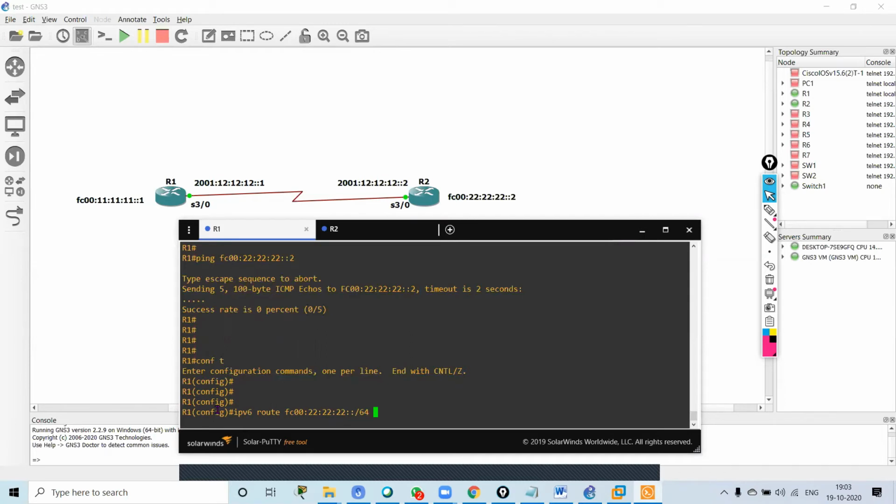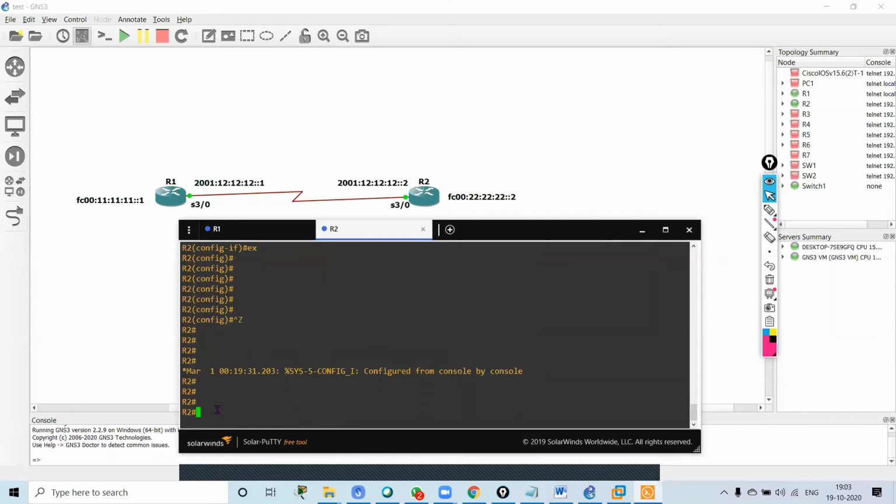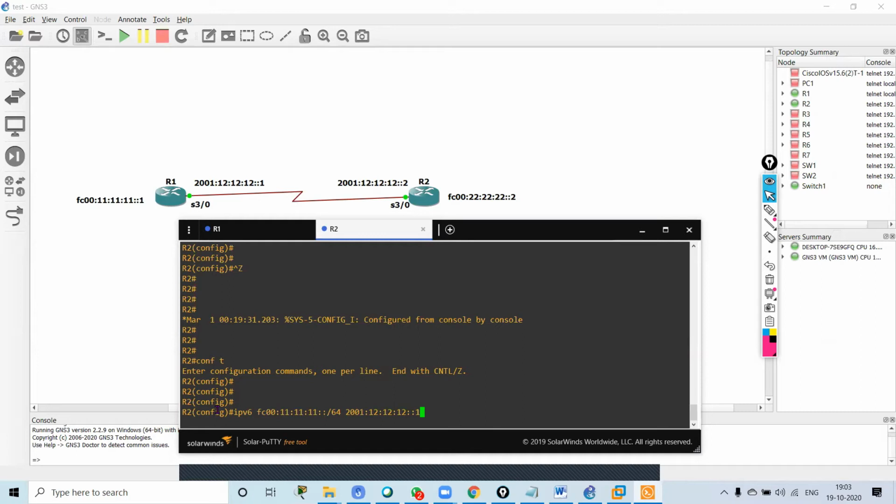Okay, what is my next hop address? 12:12:12:2 is my next hop address. Correct? On R2, IP version 6, FC00:11:11:11:11/64. My next hop is ::12:12:12:1. Okay. Or I can give exit interface also, S3/0.